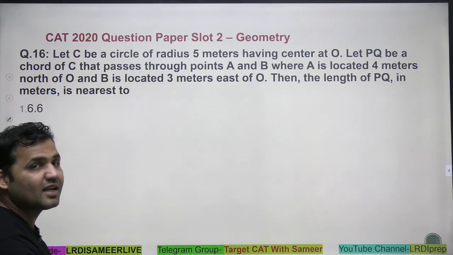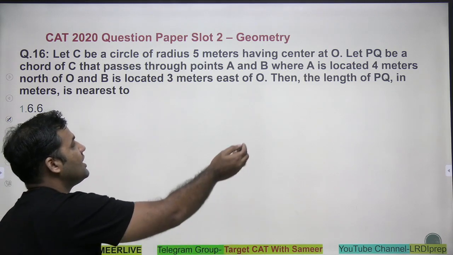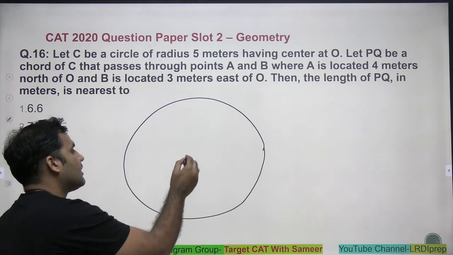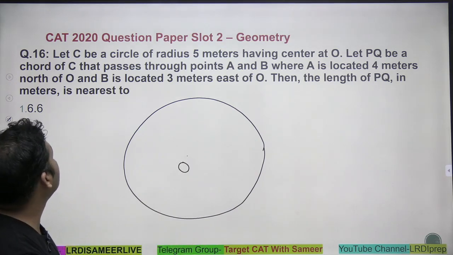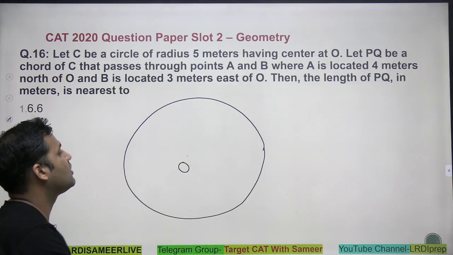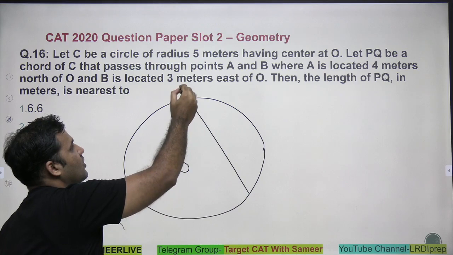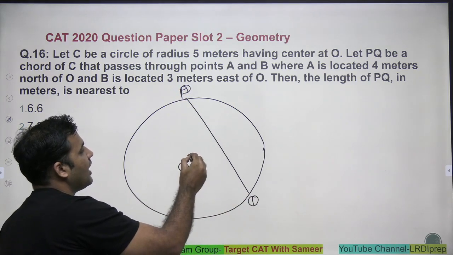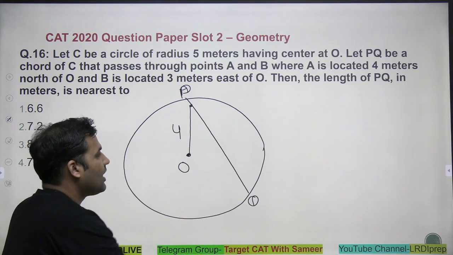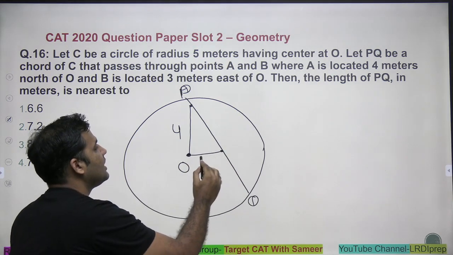Let's have a look at the next question, number 16 of CAT 2020 Slot-2. It says, let C be a circle of radius 5 meters. So I'll take the radius of the circle as 5 meter having center at O. Let PQ be a chord of C that passes through the point A, where A is located at 4 meter north of O. So this is the length OA. This is the chord PQ, and on the chord PQ I have a point A which is exactly 4 meter north of O, and I have a point B which is exactly 3 meter east of O.